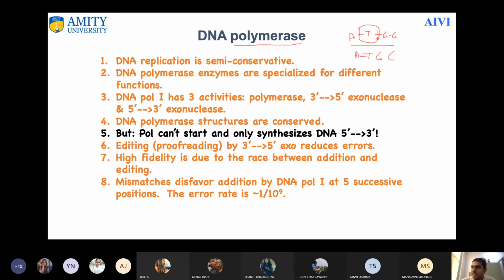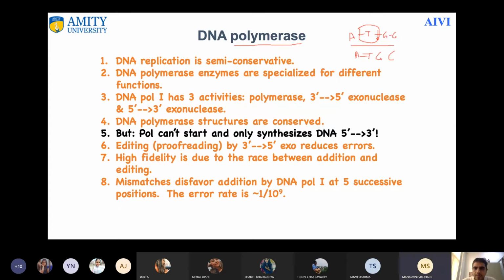As Manaswini mentioned, in replication the first process is unwinding. Your double-stranded DNA must form the single-stranded form. This is the prerequisite here also. If you want your DNA polymerase to work, then your DNA must be in single-stranded form. Yes, Manaswini, please continue.